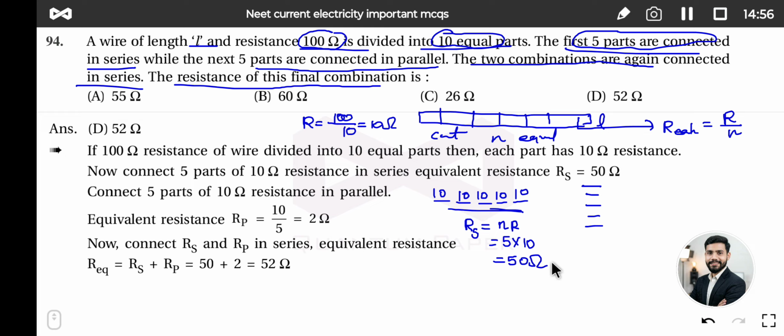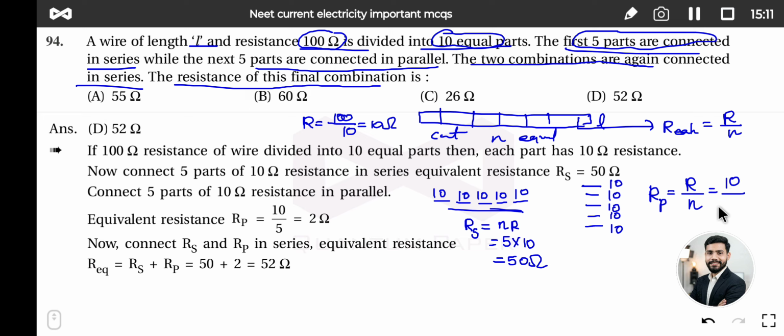And the remaining 5 resistances, each of value 10 ohm, we have connected in parallel. In parallel connection, what is the net resistance? R upon n. R is 10, and there are 5 identical resistances, so 10 by 5, which is nothing but 2 ohm. So this is the answer for the parallel connection, and that is the answer for the series connection.